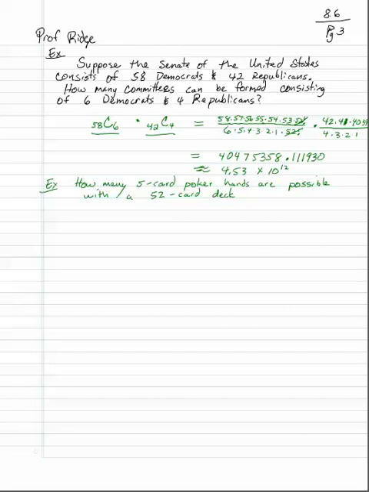How many 5-card poker hands are possible with a 52-card deck? This is going to be 52 choose 5. So it's 52 factorial over 5 factorial times 47 factorial, and you get 2,598,960. So that's all the possible 5-card combinations of a 52-card deck.